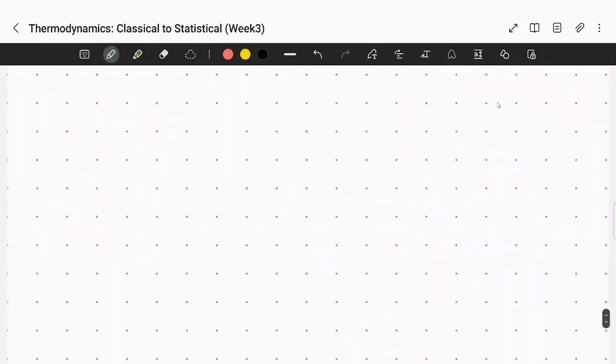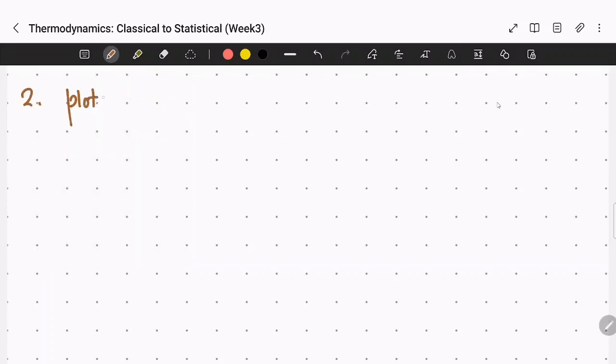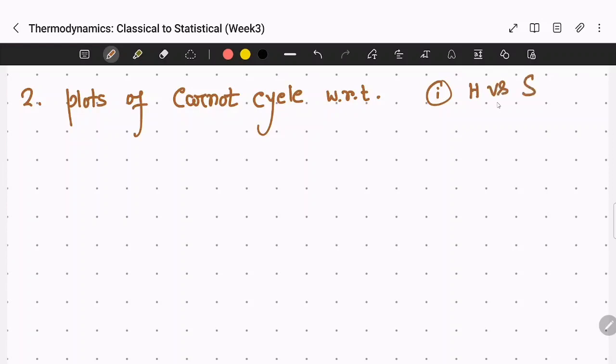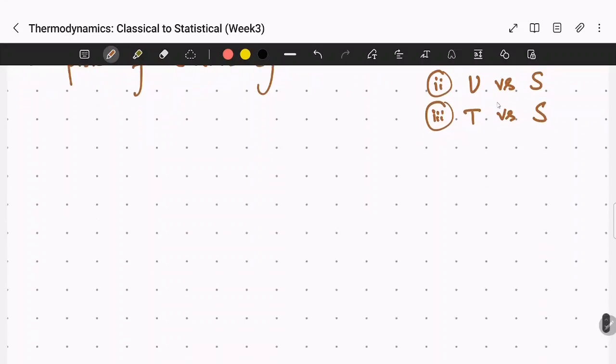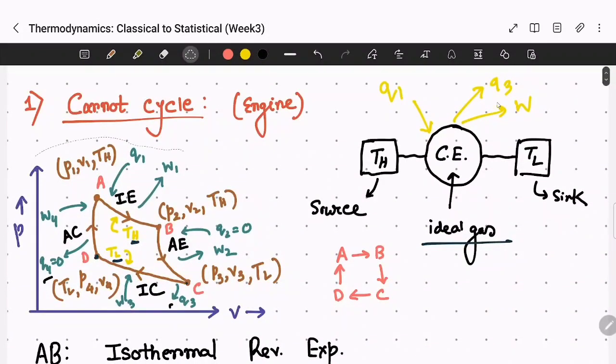First is the plots of the Carnot cycle with respect to, first one is H versus S, second one is U versus S, and third one is T versus S, with entropy basically. So you know this four-stroke cycle. Now we have to just plot with respect to that variable. Let me just copy it.